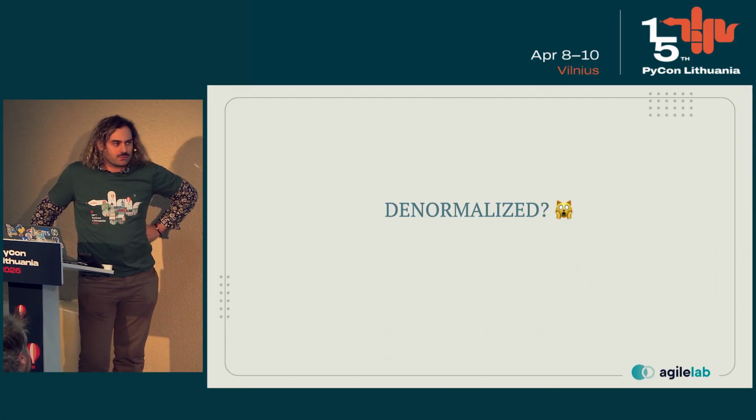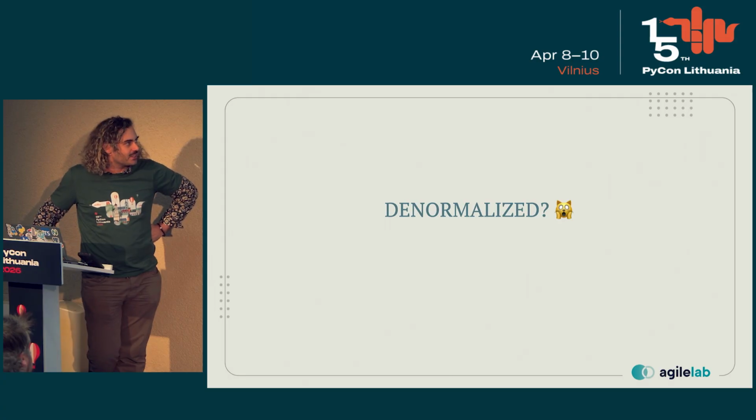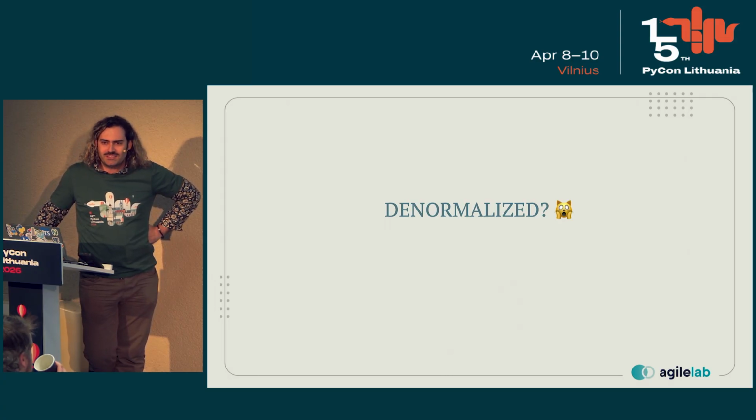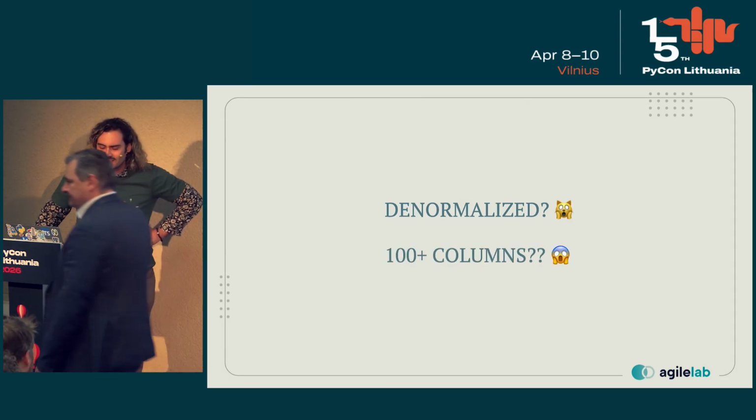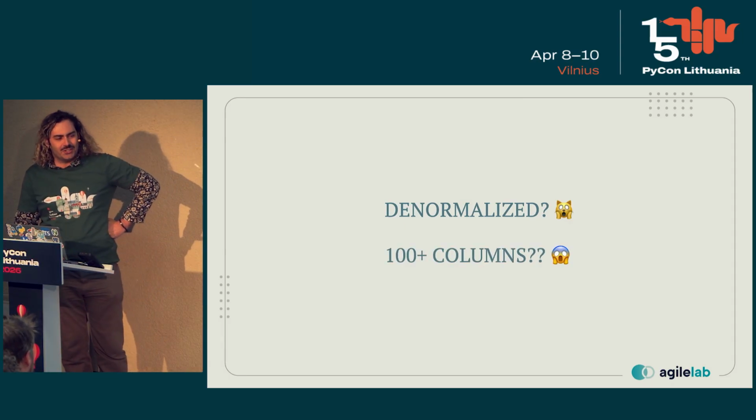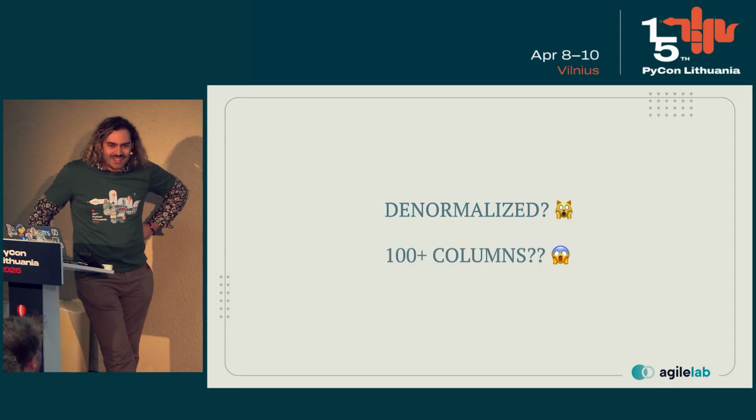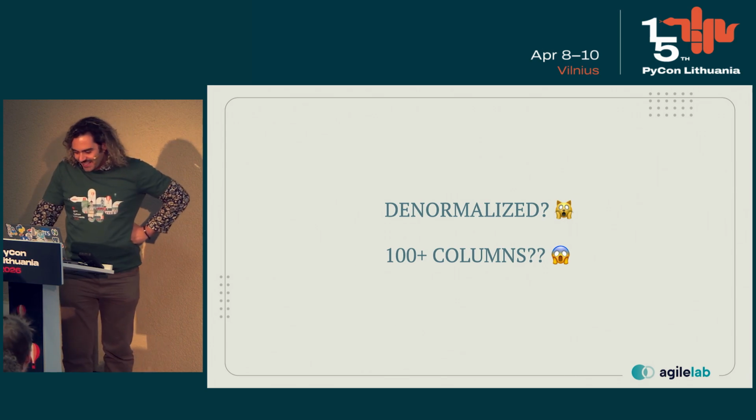When they tell me, let's denormalize everything, this needs to be quick, I was like, what? A denormalized table? Aren't those an anti-pattern? And then 100 columns. What? What am I supposed to do here?